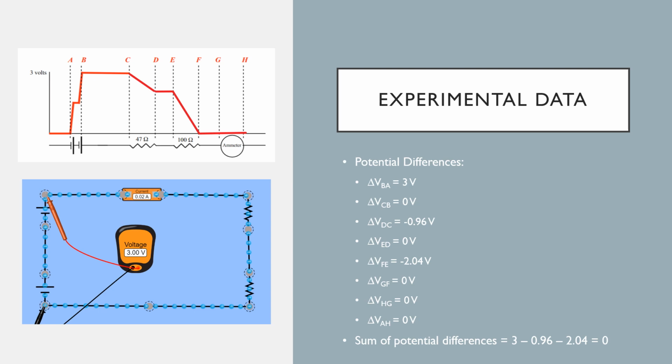Here you can see the voltage drop or potential difference from each point on the circuit. From A to B, we gained 3 volts because that was going across the batteries. From C to D, it dropped 0.96 volts because that was the 0.02 amps times the 47 ohm resistor. From E to F, it dropped 2.04 volts because that was the 0.02 amps times the 100 ohm resistor. The sum of the total potential differences is 0 because of the loop rule.